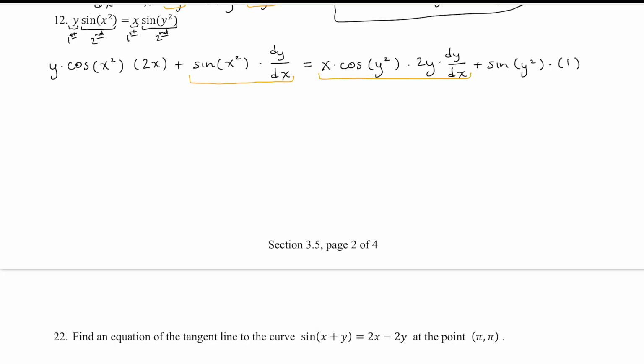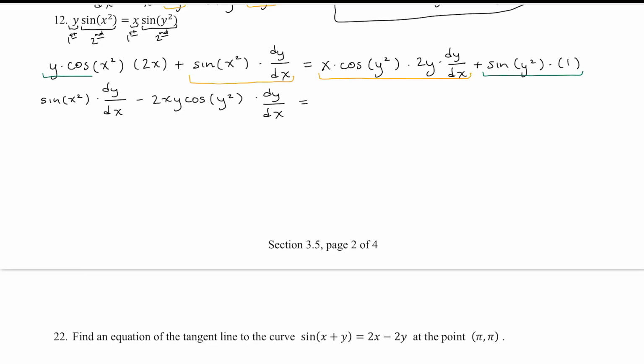All right, so I want to gather up all the terms that involve a dy dx and get them together on the same side of the equal sign. So on the left side, I already have a sine of x squared times dy dx, and on the right side, I have that other term outlined in orange that I want to subtract over to the left-hand side, and I'm going to rearrange the terms to make it a little easier to look at. So that would be minus 2xy times the cosine of y squared times dy dx.